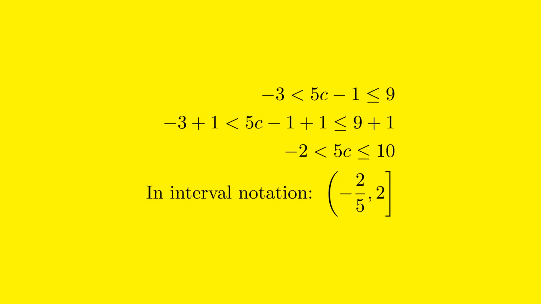Finally, solve the right side, 9 plus 1. By simple arithmetic, 9 plus 1 equals 10. Now the inequality reads minus 2 is less than 5c, which is less than or equal to 10. In interval notation, this is written as the open interval from minus 2/5 to the closed interval at 2.